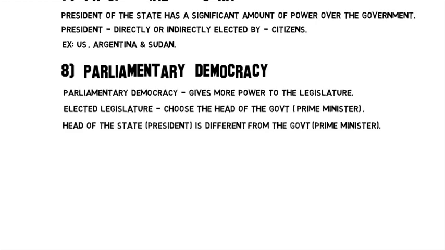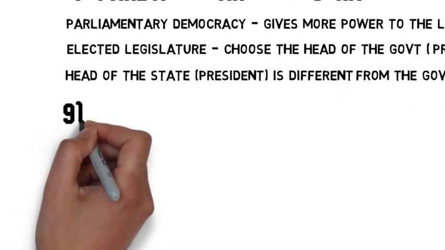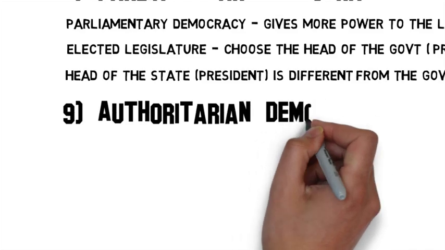So this is all about the parliamentary form of a democracy where the powers are given to the legislature. Legislature elect their own leader as the head of the government, that is the prime minister, and the entire functioning and working of the parliament takes place according to the rules and regulations set out in the constitution. And last and very important, the head of the state, that is president, is always different from the head of the government, that is prime minister. So this is the eighth form of a government, that is parliamentary form of a government, where parliament has the more power.